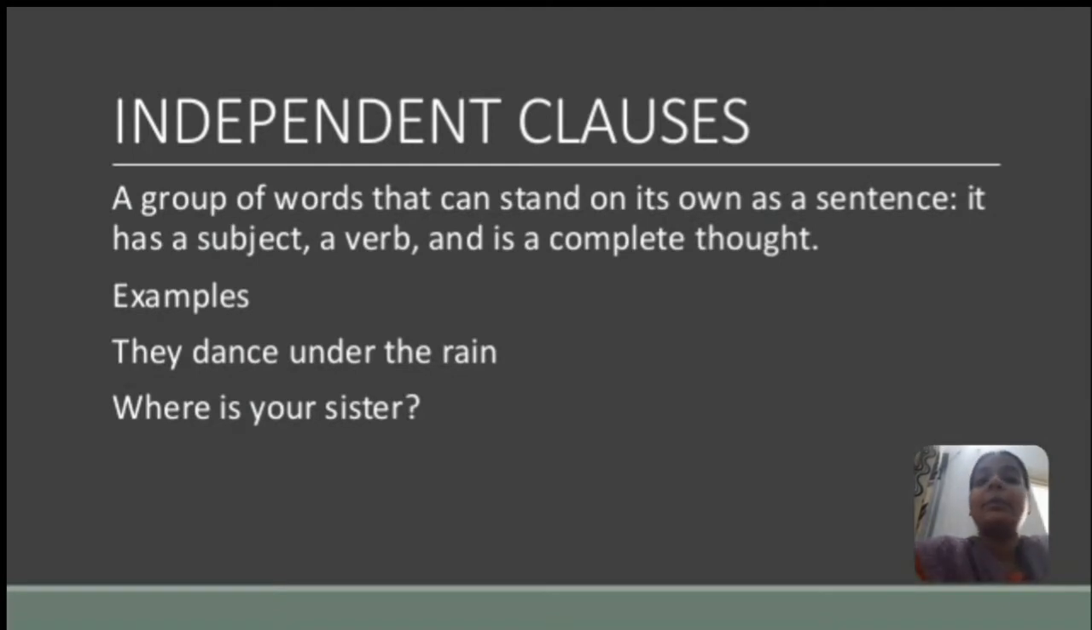The first kind is independent clauses. A group of words that can stand on its own as a sentence is called an independent clause. It has a subject, a verb, and is a complete thought. It means it will give you a complete sense or complete meaning. For example, they dance under the rain. Here there is a subject, they; dance is a verb; and under the rain is the predicate. This whole group of words gives you a complete sense. Where is your sister? This sentence also has a complete meaning, and it consists of all three elements. So yes, you can say that it is an independent clause.